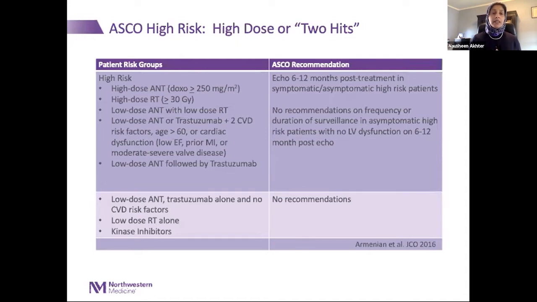In those patients, ASCO recommends a follow-up echo at a 6 to 12 month period, whether or not the patient is symptomatic.